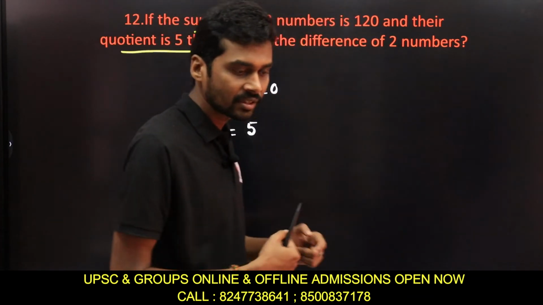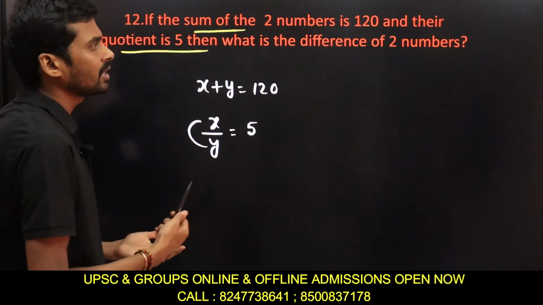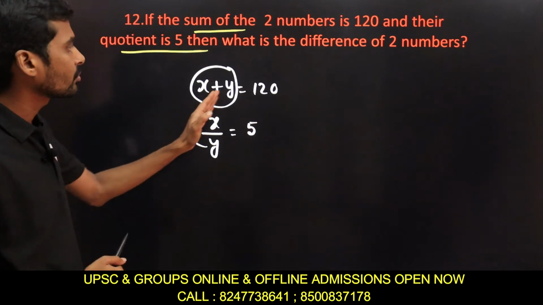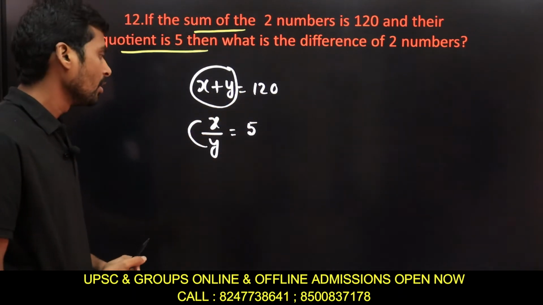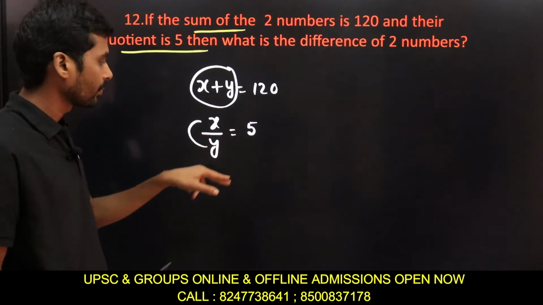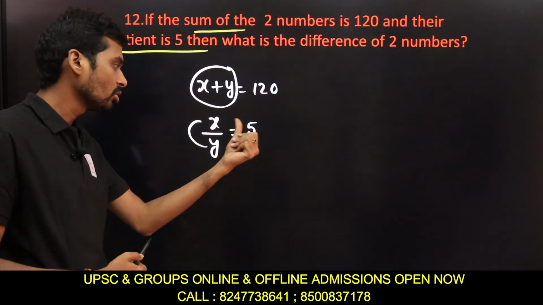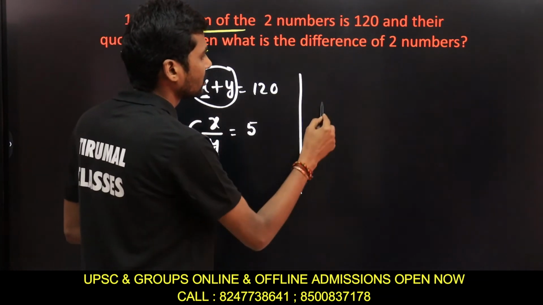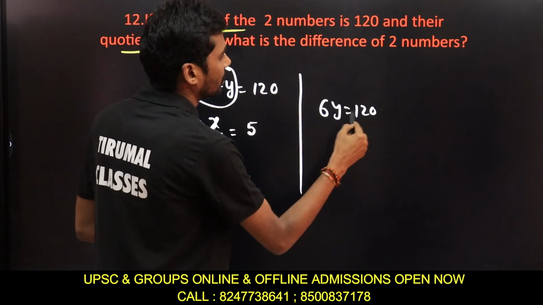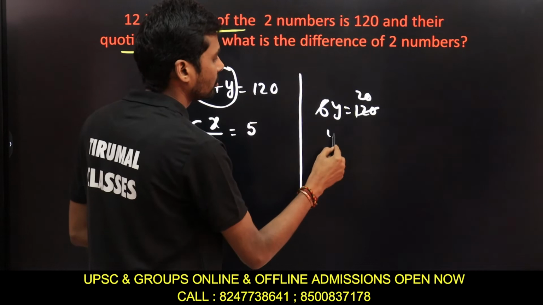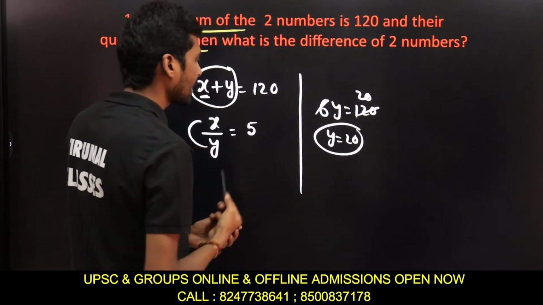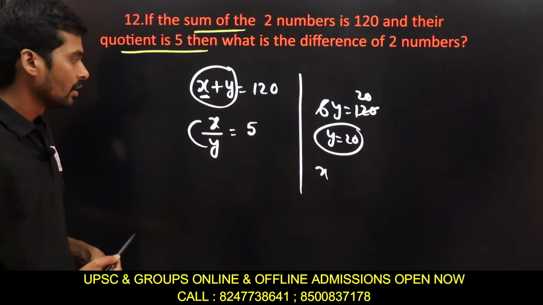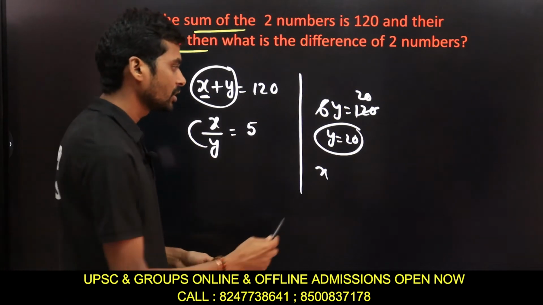So when x is divided by y, the value is 5. Then what is the difference of the two numbers? We assume the values are x and y. So x plus y is 120, and x by y is equal to 5, which means x is 5y, because you can cross multiply. If you substitute 5y for x, we get 6y equals 120, so y is 20. Now what is the x value? x by 20 is equal to 5, therefore x is equal to 20 into 5, which is 100.